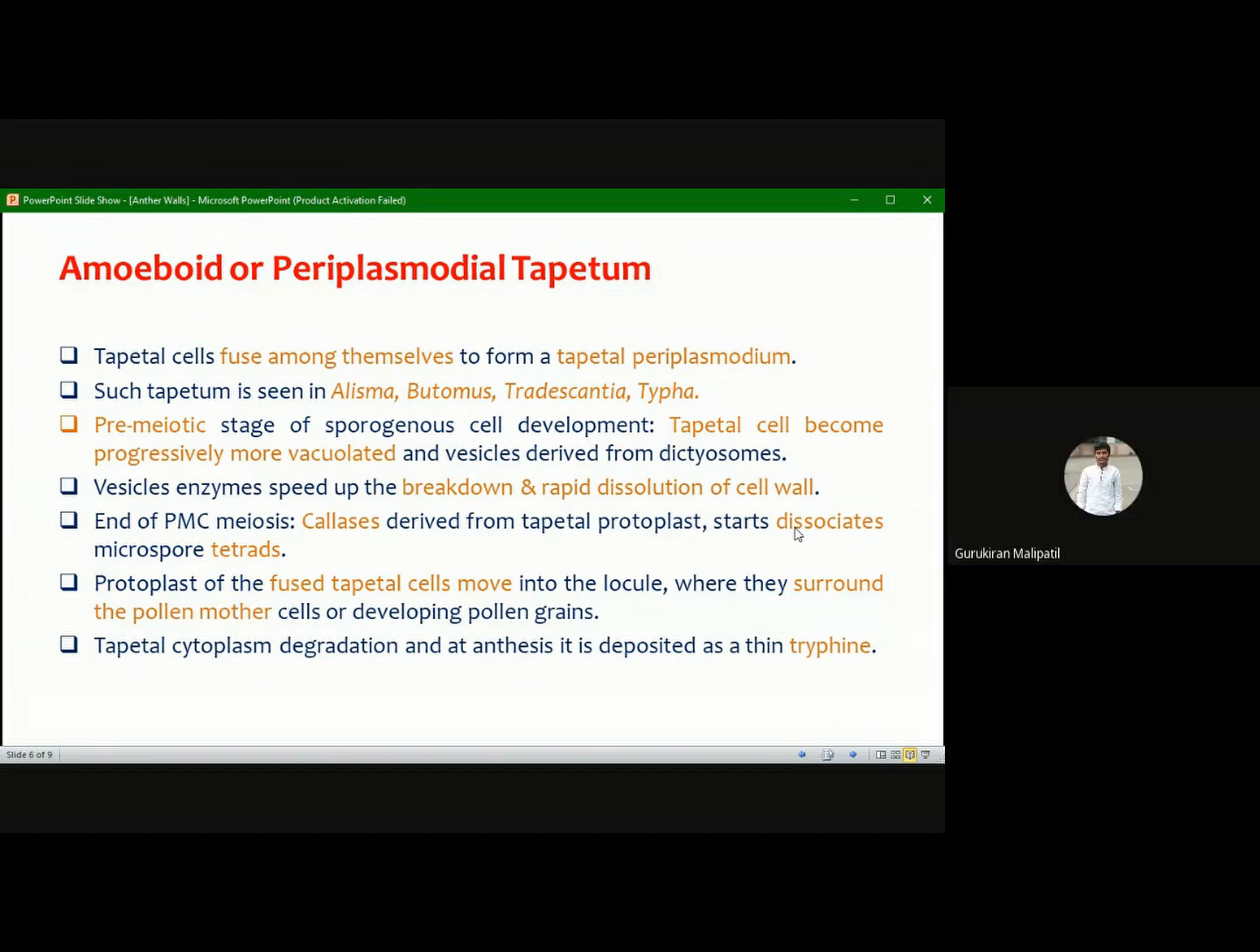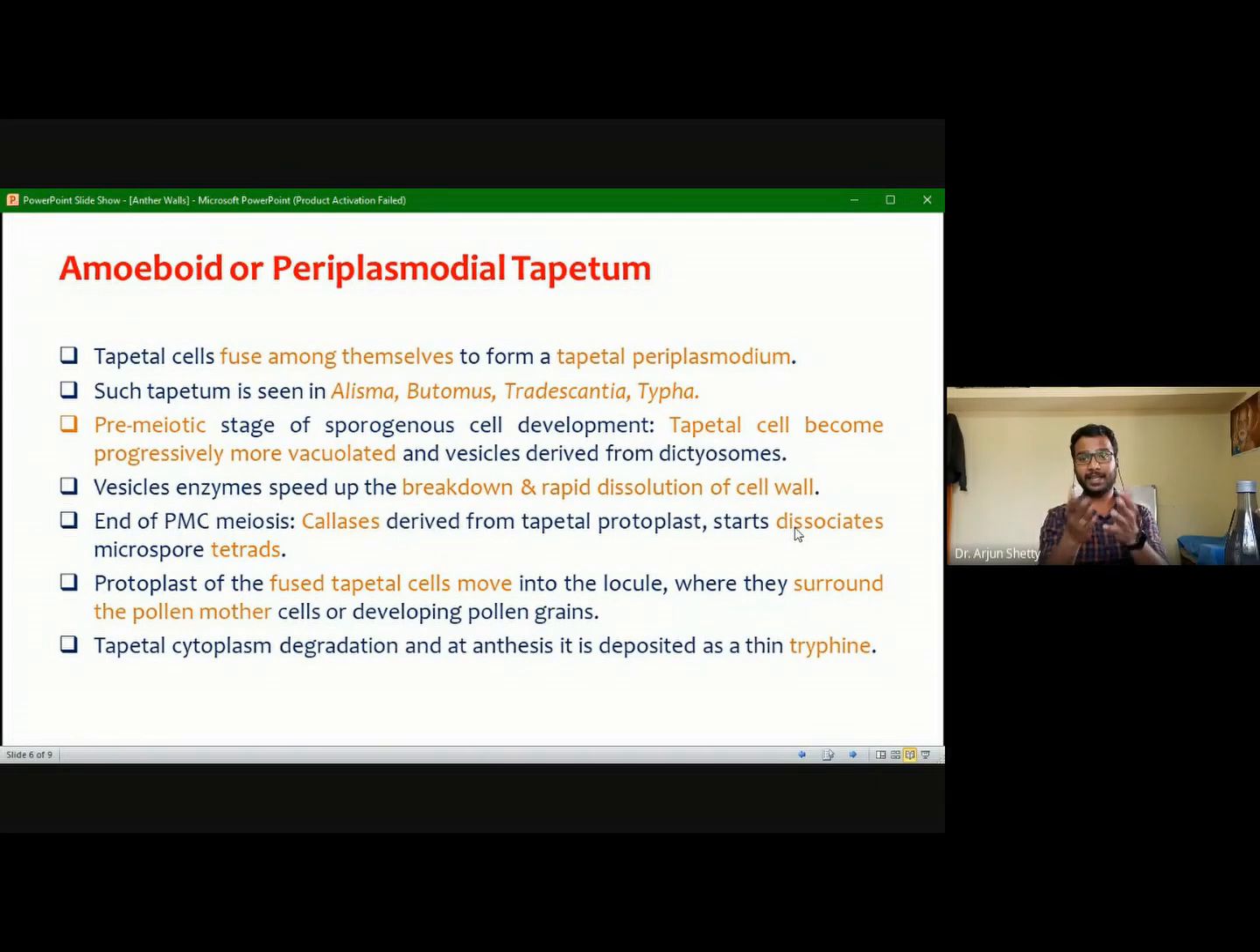Fine. Sir, what is amoeboid, sir? That's what we'll tell you in the amoeboid or periplasmodial type, because there is no particular structure. They will lose their actual shape very soon. Because of that, maybe, they have named it the amoeboid type or periplasmodial type of tapetum. Why this particular periplasmodial type of tapetum, I will tell you in my example.